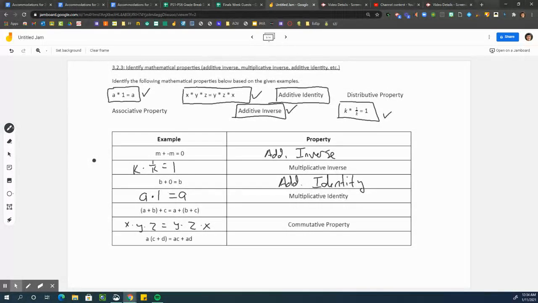Now we're down to our last two, the distributive property or the associative property. So both of them seem to have parentheses, but this one at the bottom distributes the a to both the c and the d. So this is the distributive property, leaving us with this as the associative property, just rearranging of parentheses.